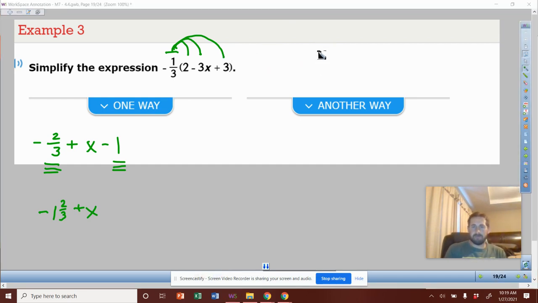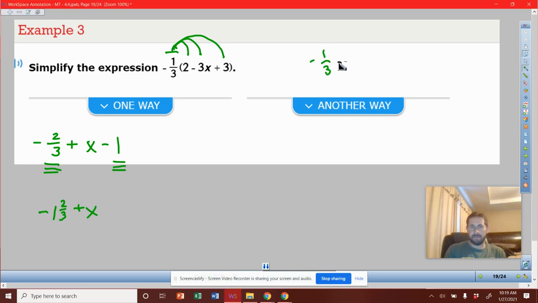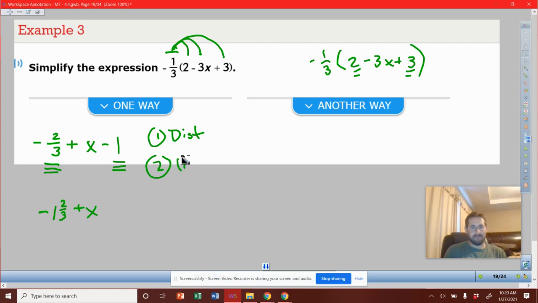Maybe I'll just rewrite the problem. So I've got negative 1/3, 2 minus 3x plus 3. So what we did in this problem is we distributed, then we combined like terms. You can do it in the other order. So you can look at this parenthesis and say, hey, I've got like terms right there. So again, we did distribute here, then we did like terms. We can do this in the other order. So we can flip this and let's do our like terms first, and then let's distribute second.